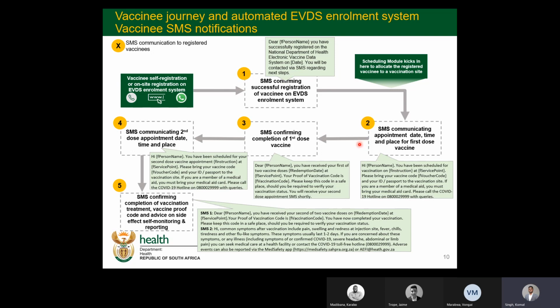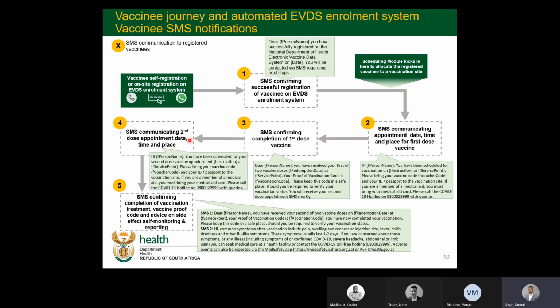Once the vaccinee has received their first vaccination, they'll receive a third SMS. This SMS is basically confirming the completion of the first dose of vaccination. And this will be an example again. Dear Kumal Singh, you have received your first of two vaccination doses on the 13th of August 2021 at the Midrand Clinic. This will also provide your proof of vaccination, which will be a vaccination code. Please note that the vaccinee will have to keep this safe, as well as to verify their vaccination status, and it also confirms that they will receive a second dose appointment SMS shortly.